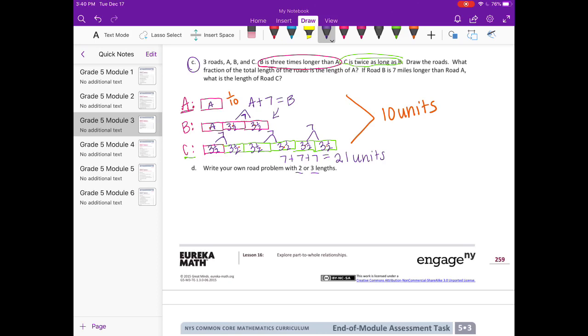Say like road A is twice as long as road B. Give a couple measurements. But this is up to you. You can be creative. Good luck.